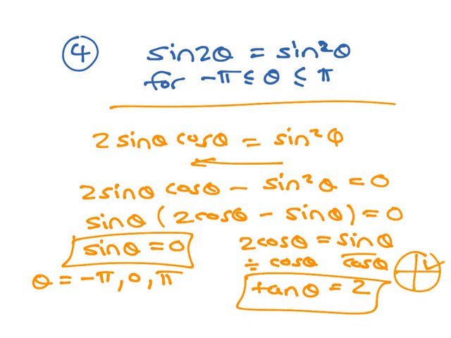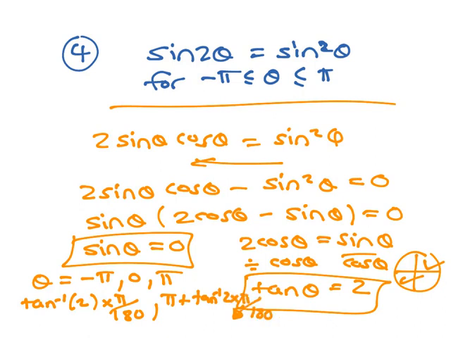Tan theta is 2, and tan is positive in the first and third quadrants. We're going to have to do this in radians. It's going to be tan inverse of 2, and that will come out in degrees unless you change your calculator to radians, and then times pi on 180. You're just going to have to do it as a decimal. Then we're going to have pi plus tan inverse of 2 times pi on 180. So it ends up being 1.107, to 3 decimal places, and 4.249, to 3 decimal places, in radians.